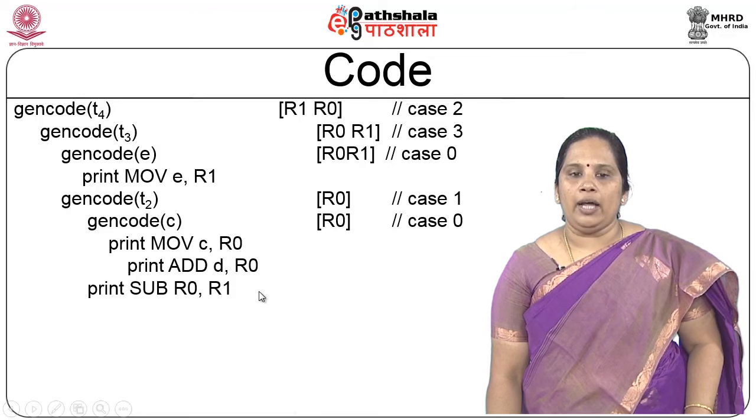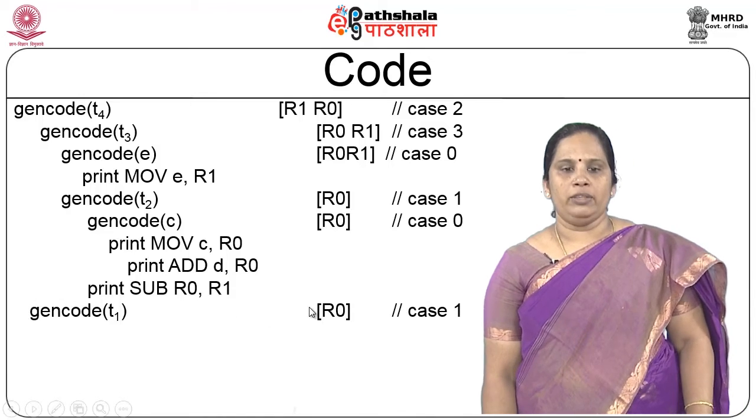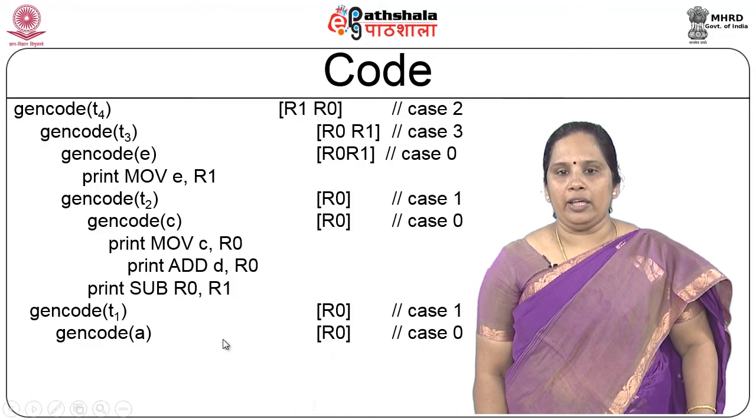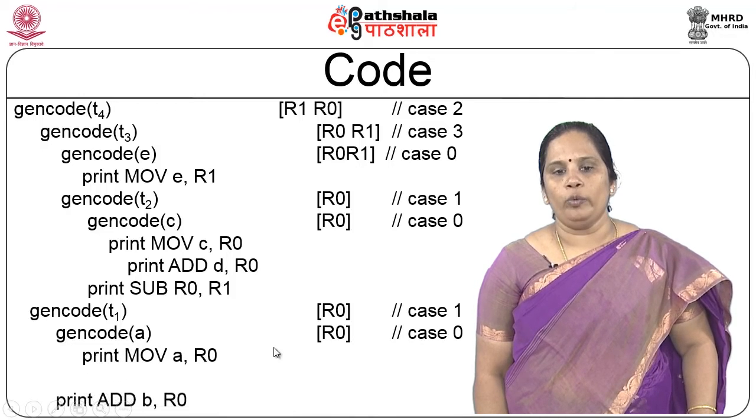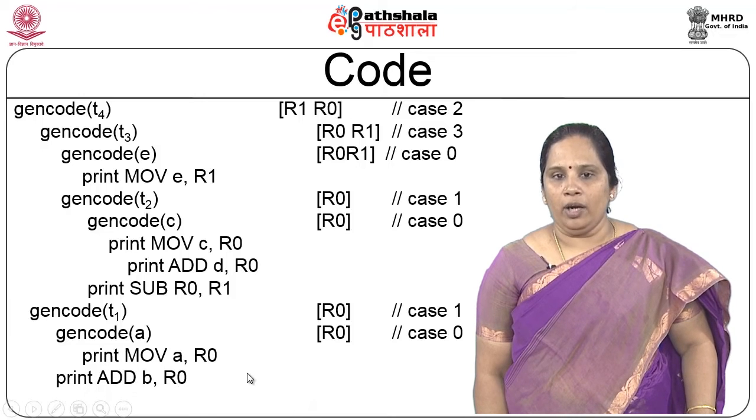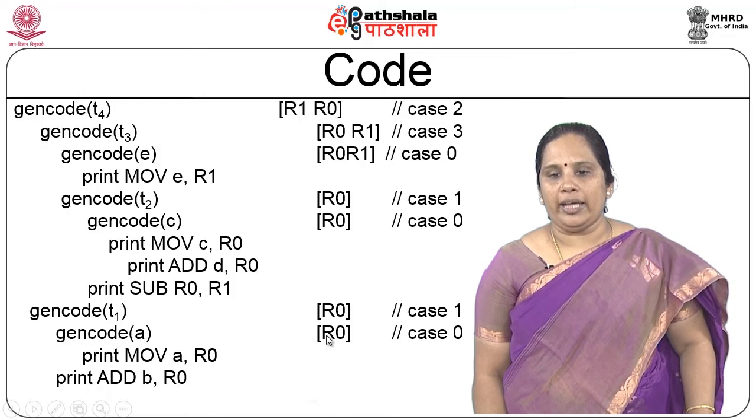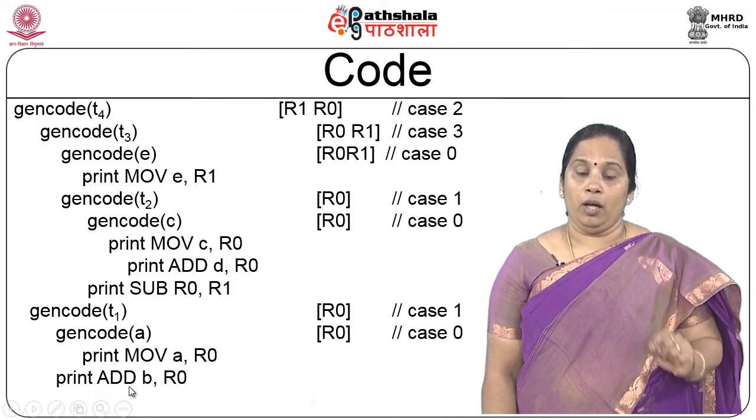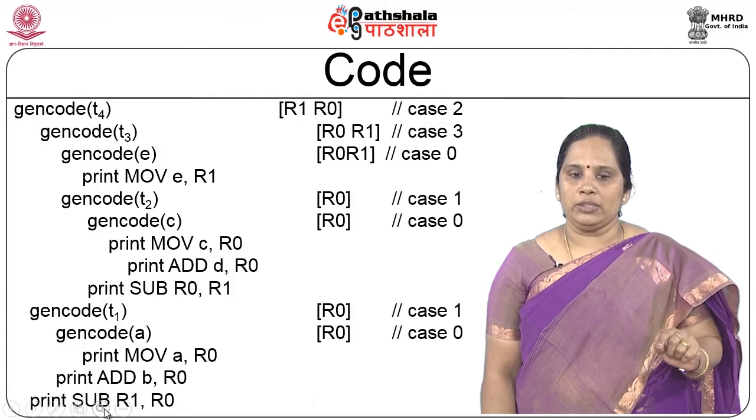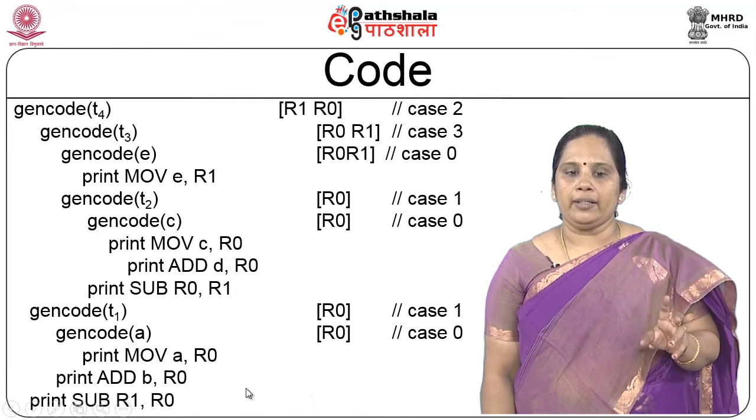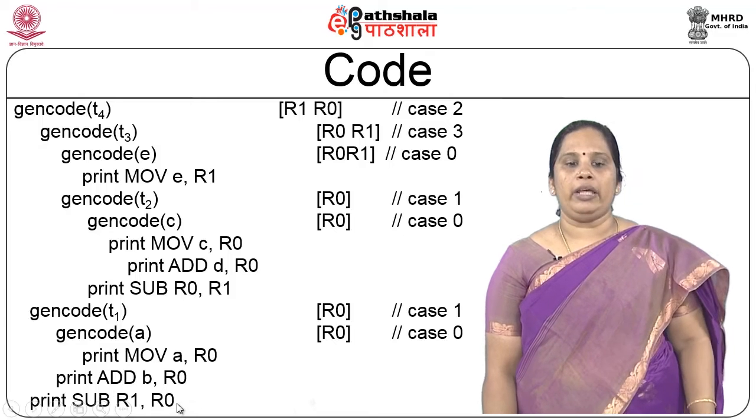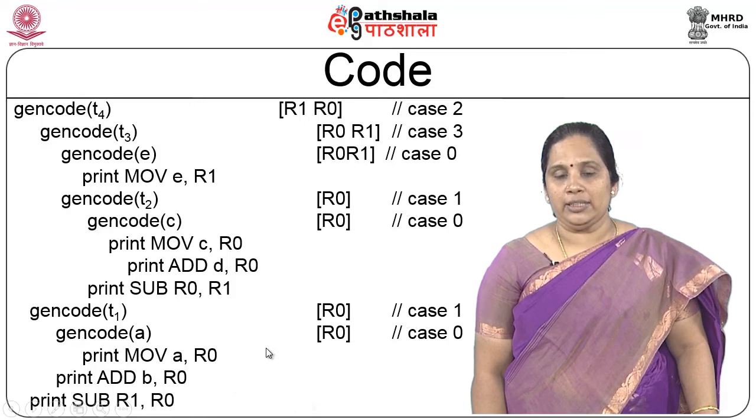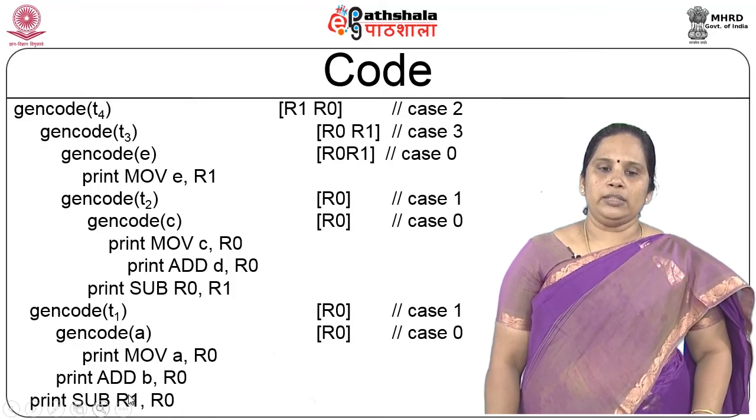Where I did a subtract of R0 comma R1, I have to now push something back onto the register, calling gen code of T1, and then I will call gen code of A here, again the same thing, move A comma R0, print add B comma R0. So R0 again is going to be case 0, this is case 1. Case 1 will have a move followed by an operand operator related call, and then I have to do a subtract R1 comma R0, that is going to be your root. So the answer will be in R0, which will be the top of the R stack, the register stack. So this is what we have done.